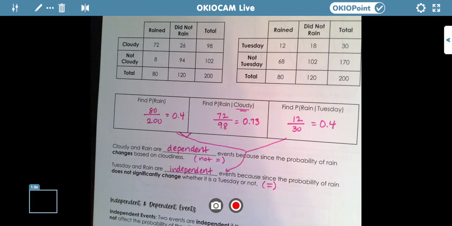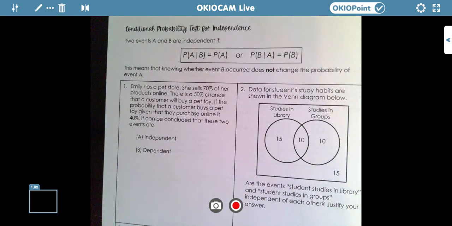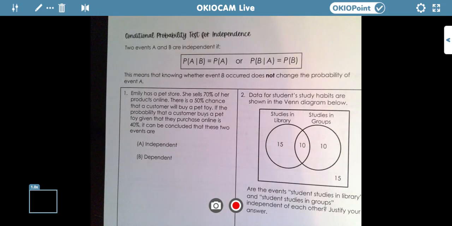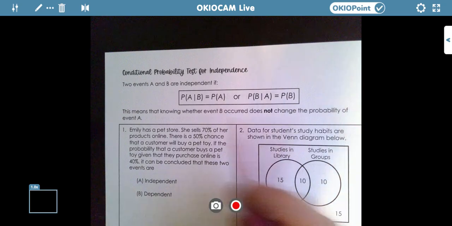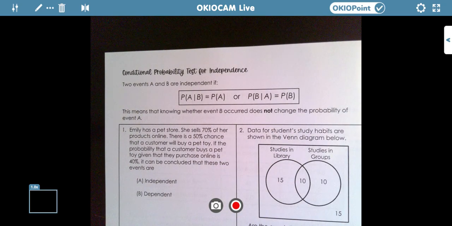All right, so that's kind of what that's summarized there down at the bottom. You can read through that if you want. But let's look at some of these mathematical tests where we can determine officially whether things are independent or dependent. So there are two different tests you can use. This is one of them. And let's see if the other one is on here or not. Yes, the other one's on the next page.